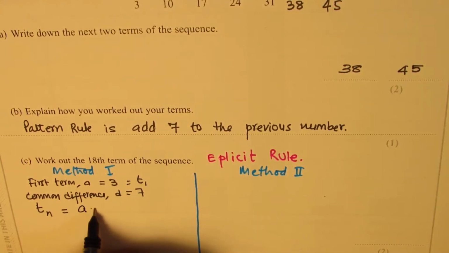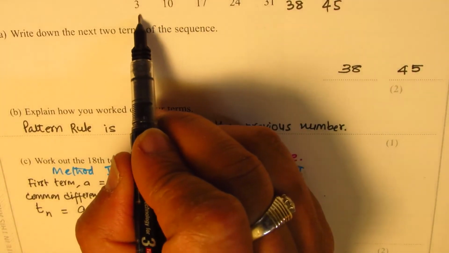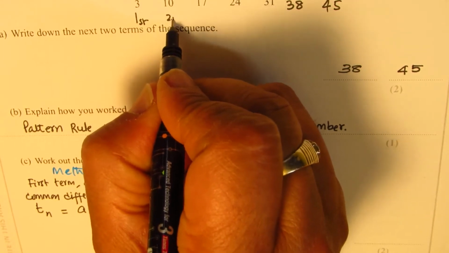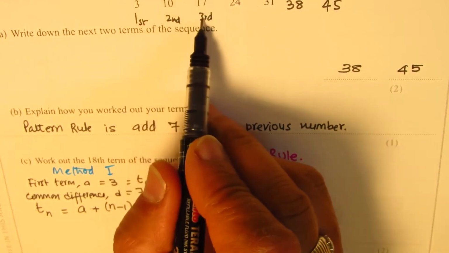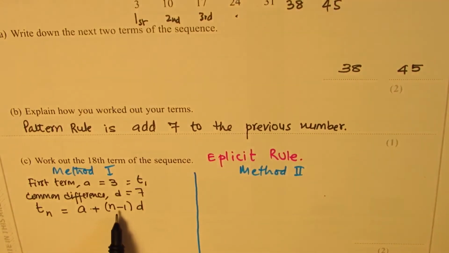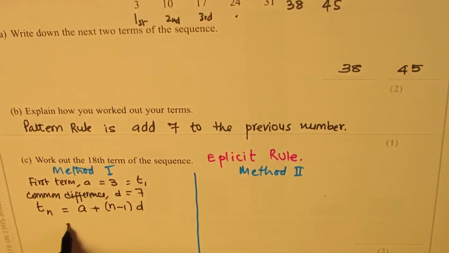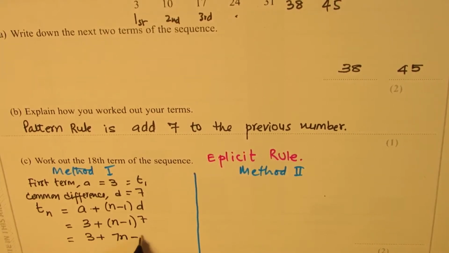Or in this formula, I'll write A plus n minus 1 times D. Because, see, moving from first term, this is your first term, this is the second, this is the third. In the third term, you added only 2 7s, not 3. 1 less than 3. Do you see that? Then 1 less than 4. So n minus 1 makes it 1 less. So in our case, the nth term will be A is 3 plus (n minus 1) times 7. You could actually multiply, rearrange. So you get 7 times n minus 7, plus 3. Or you can write this as 7n minus 4. So you get your formula.